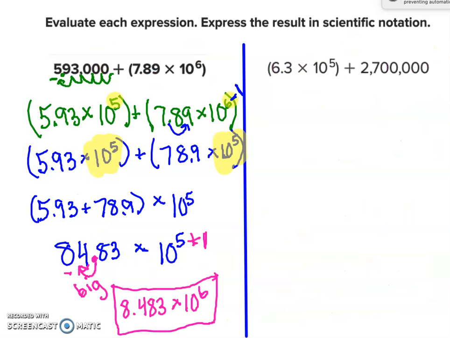Okay, evaluate each expression. So here we don't have both of them. We have to actually go an extra step, and we don't have both of them in scientific notation.